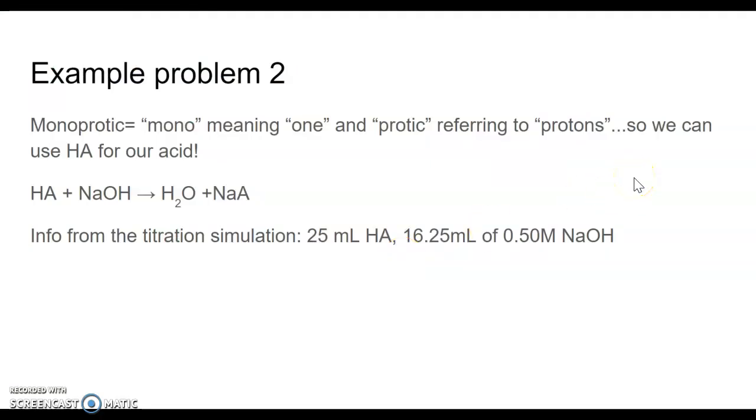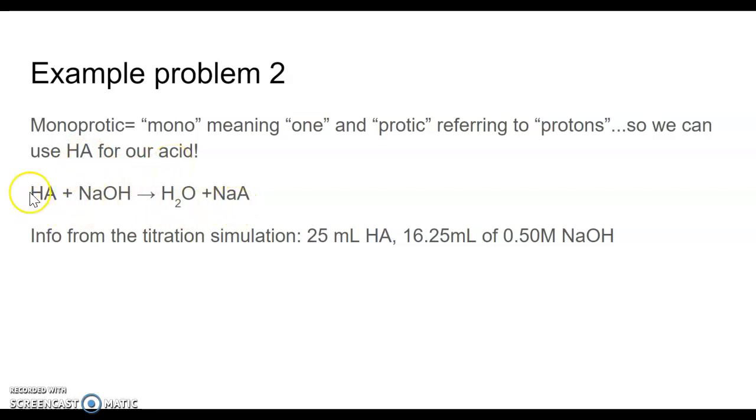Okay, so now using the information from the titration, we're going to figure out the concentration of the monoprotic acid. So what does that monoprotic mean again? Mono meaning one, and the protic refers to protons. So it just means that we use HA for our acid. There's also things like di and triprotic. You can probably figure out what that means. But for example, if it was diprotic, I would say H2A for our acid.